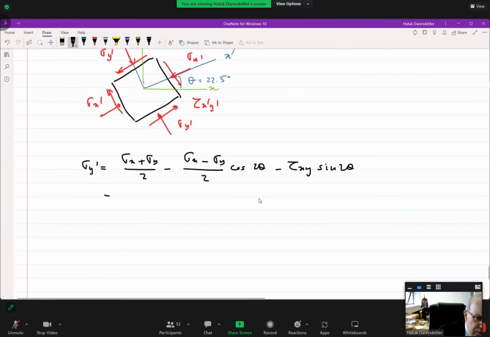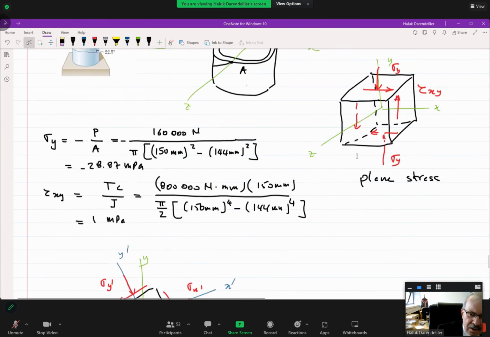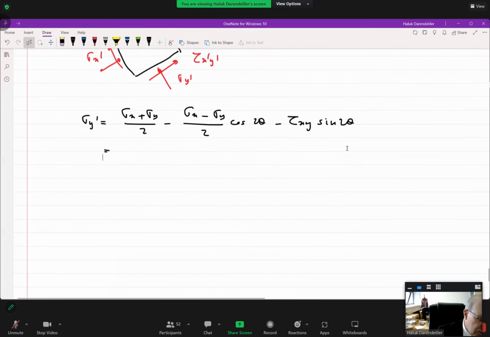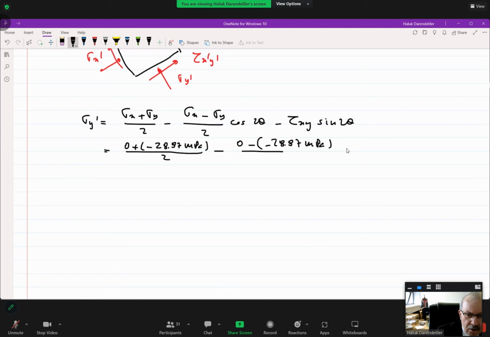Is there a sigma x in this problem? Look, friends. Is there a sigma x? There is no sigma x. So we have all the numerical values. 0 plus minus 28.87 megapascals over 2 minus 0 minus minus 28.87 megapascals, because it is compressive, over 2 times cosine 2 times theta.